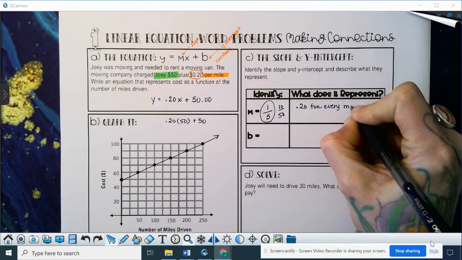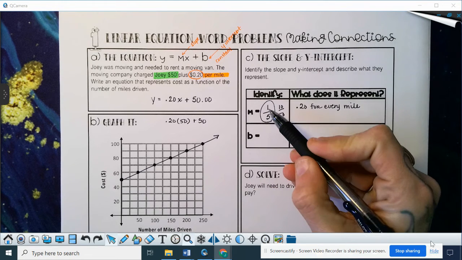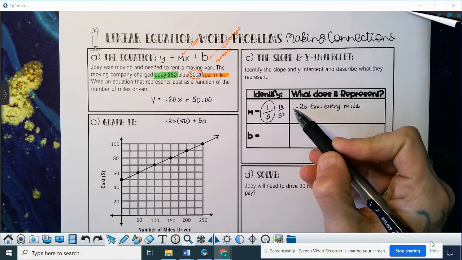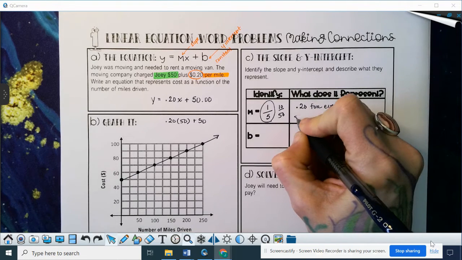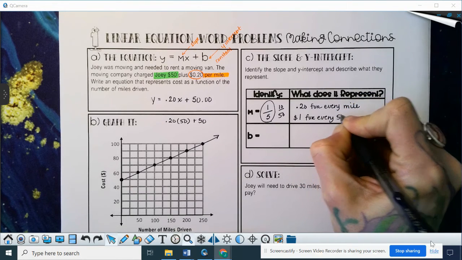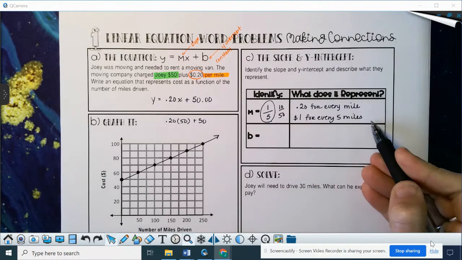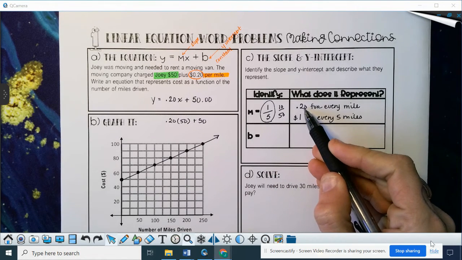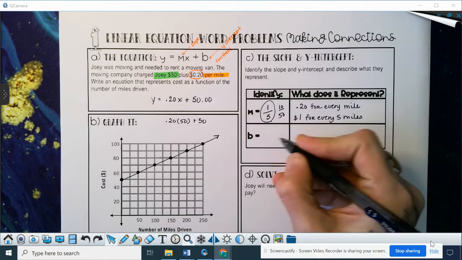That would be the easiest one. And then our fraction interpretation is $1 for every 5 miles, because it was $10 for every 50 miles. So $1 for every 5 miles, because 20 cents times 5 is going to be that dollar. So every 5 miles, $1. Our y-intercept is going to be 50.